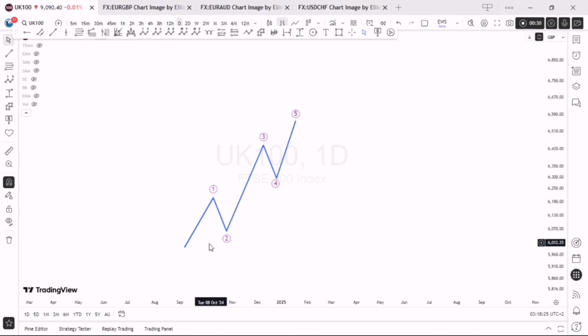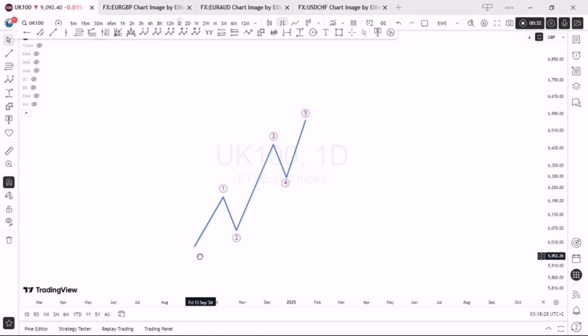So right here in front of me, I have a hand drawn structure of an impulse, and it's already labeled with waves 1, 2, 3, 4, 5. So wave 1 begins here and then ends there. Wherever wave 1 ends, wave 2 begins, and wherever wave 2 ends, wave 3 begins, and we have wave 3 right there till that high. And then whenever wave 3 ends, we have wave 4. So when wave 4 ends, immediately we have wave 5.